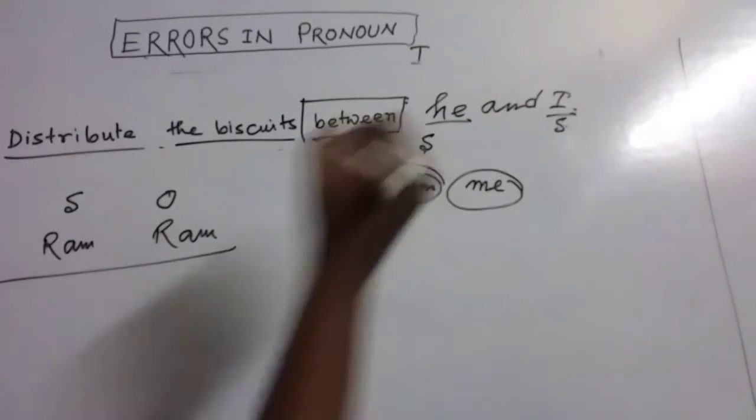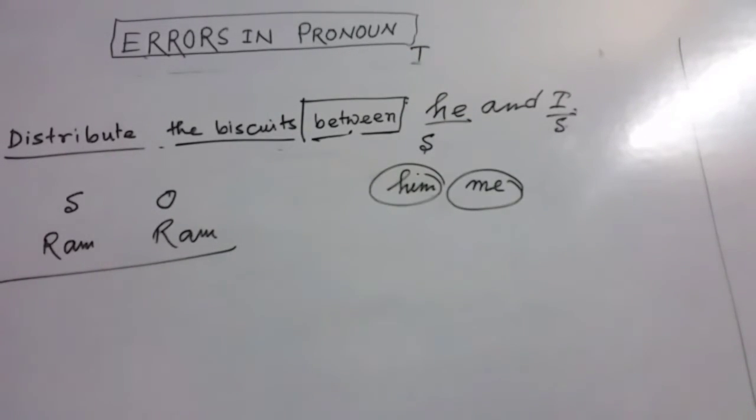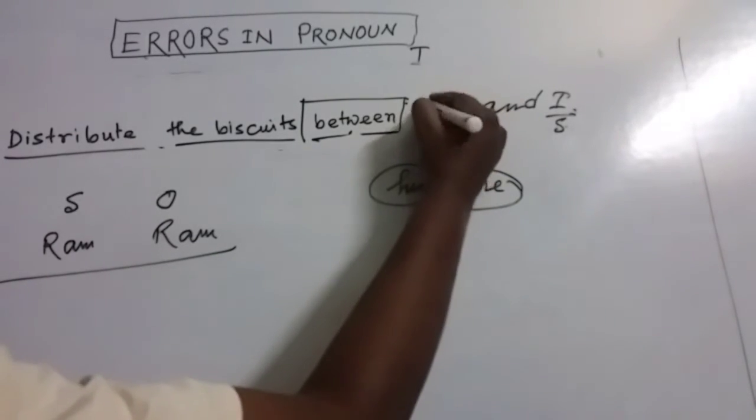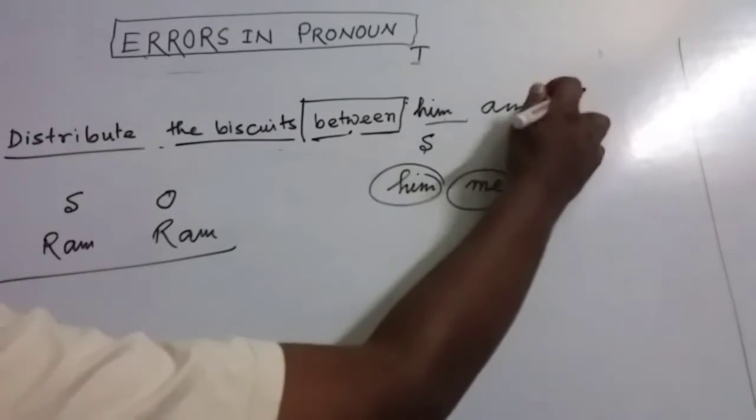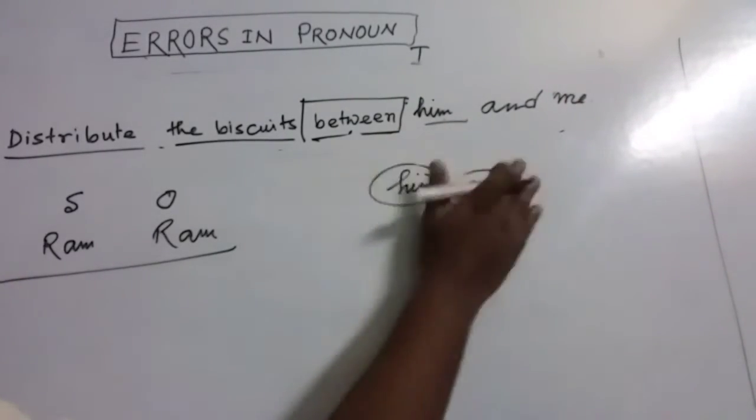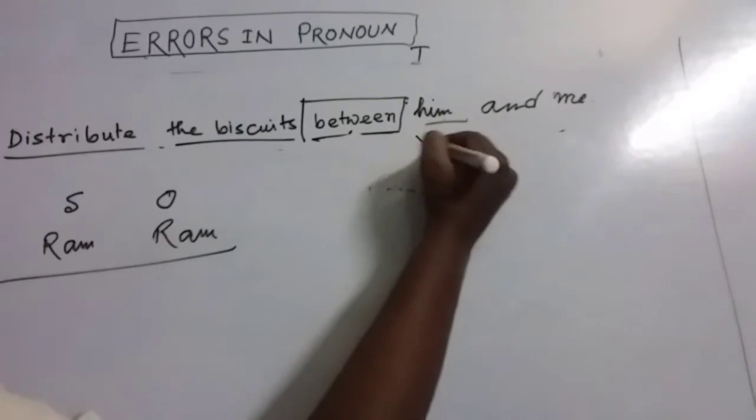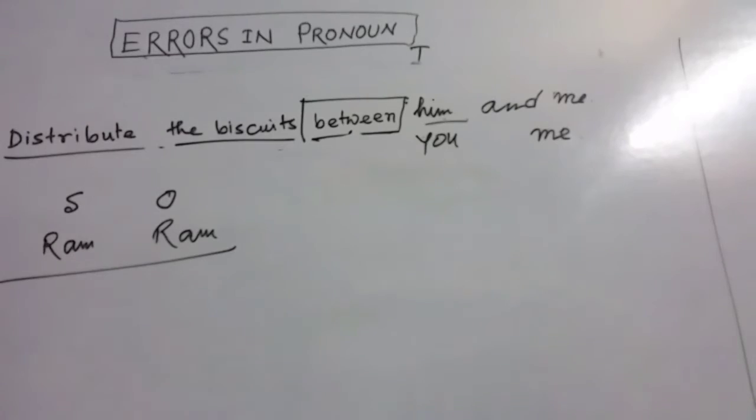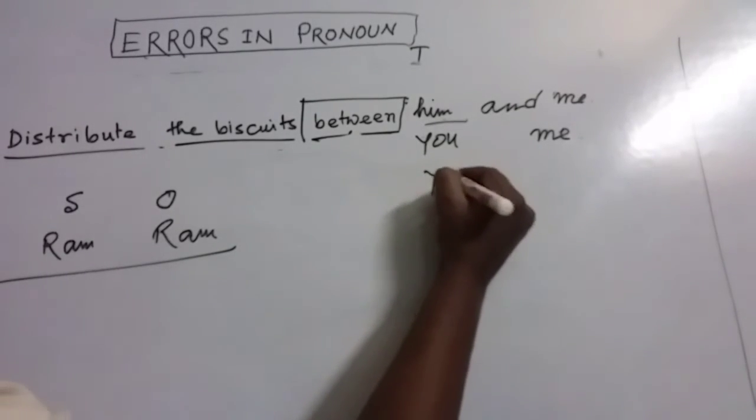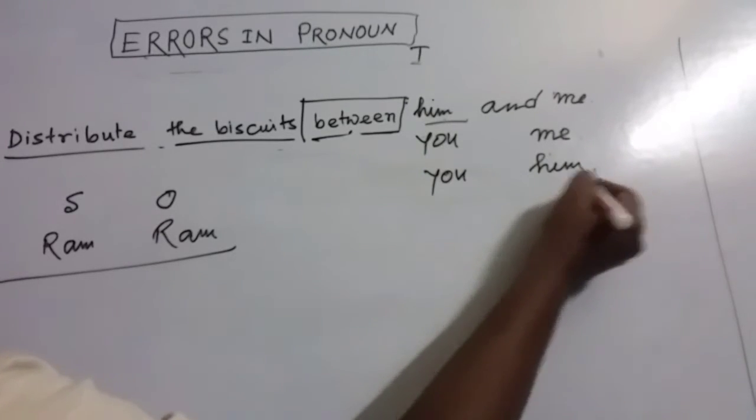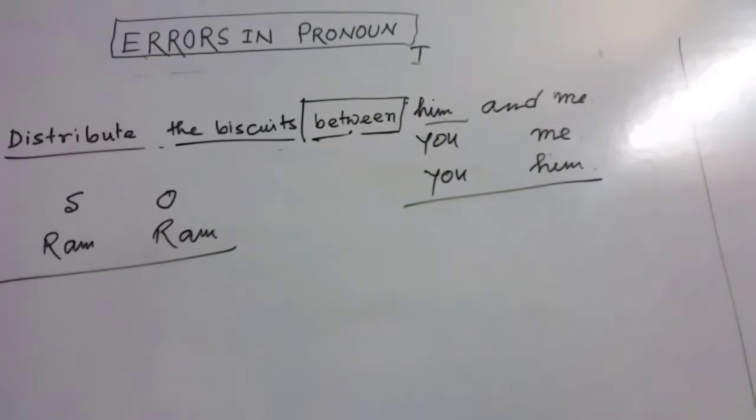If we write the subjective form, that will be an error. Here we have to write him and obviously me. If it is you, then we have to write you and me. If it is you and he, at that time we have to write him. In this way we have to write.